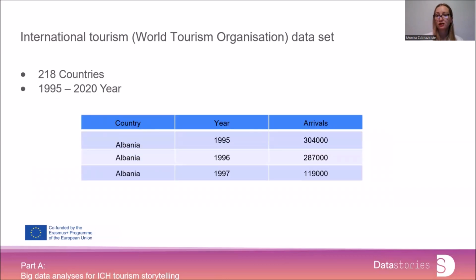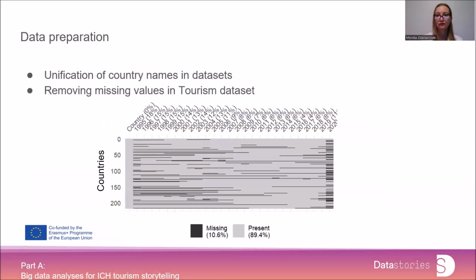The second dataset that we have chosen for this analysis shows the number of arrivals in each country every year. The data consists of 218 countries and a 25 years interval. This dataset is taken from the World Tourism Organization. In order to combine two different datasets, we had to unify countries' names in both datasets, because, for example, in one the country is named Moldova and in another Republic of Moldova.